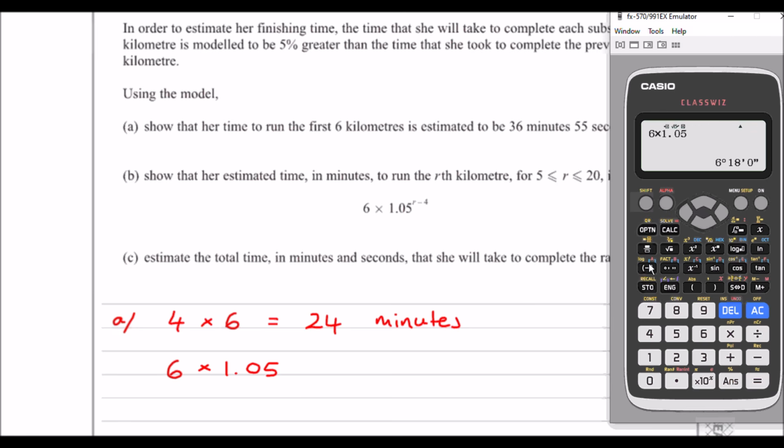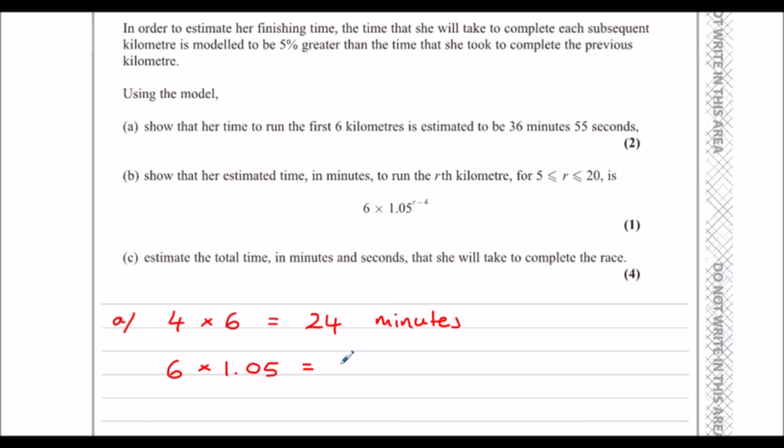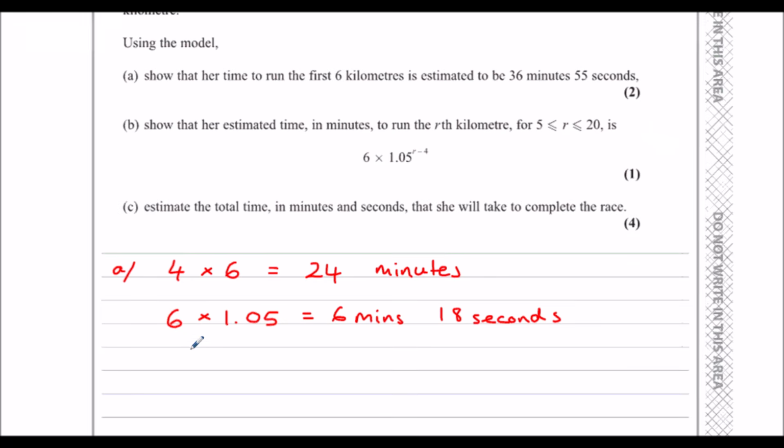Right. So 6 minutes, 18 seconds. And then we need to multiply by 1.05 again. This is a geometric sequence. So to find the nth term, u_n equals a times r to the power of n minus 1. So we want 6 times 1.05 squared. If the 4th kilometre was the first one, then the 5th one is the 2nd term, the 6th kilometre will be the 3rd term. So 6 times 1.05 squared.